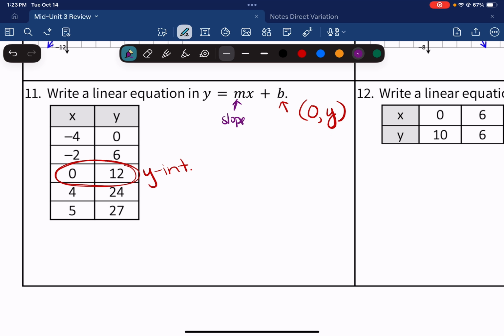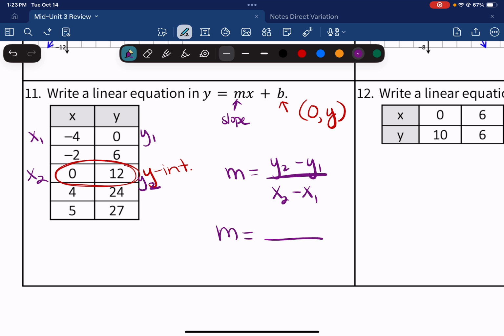Okay? Now, you can pick any 2 points you want on the table in order to determine our slope. And then we'll just use our slope formula. Remember, it's just y2 minus y1 over x2 minus x1. Okay, you can pick any 2 points that you want. If you choose this as x1, y1, you can choose the y-intercept point as x2, y2. And again, it doesn't matter which values you choose.